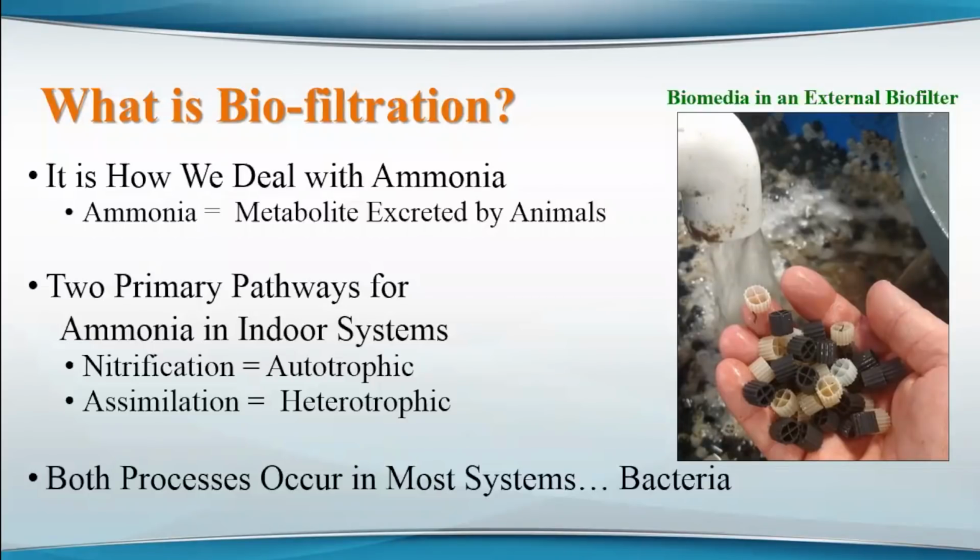Really, the two primary ways of dealing with this are nitrification, which is an autotrophic process, and assimilation, which is a heterotrophic process. And the exact details are somewhat important, and it is nice to know them, but we'll talk about it a little more generally than the microbial ecology perspective, I suppose. But both of these processes generally occur in most systems at the same time, and they're bacterial processes.